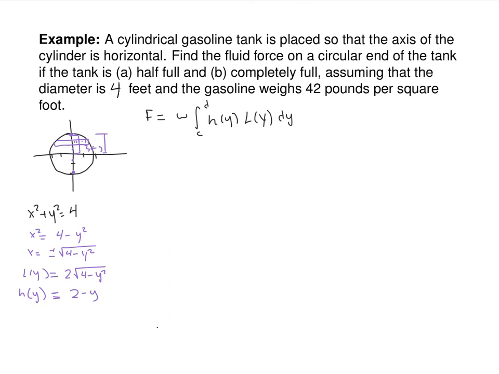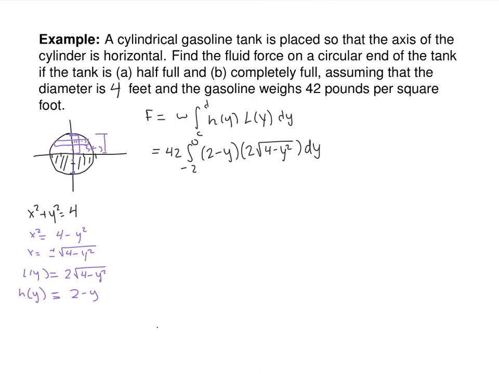And the weight density here is 42. So we have 42, an integral, and if we're only half full, our integral only extends from -2 to 0. That's one difference with this problem compared to the previous one. H of y is 2 minus y. L of y is 2 times the root 4 minus y squared. We proceed more or less the same way as a previous example.